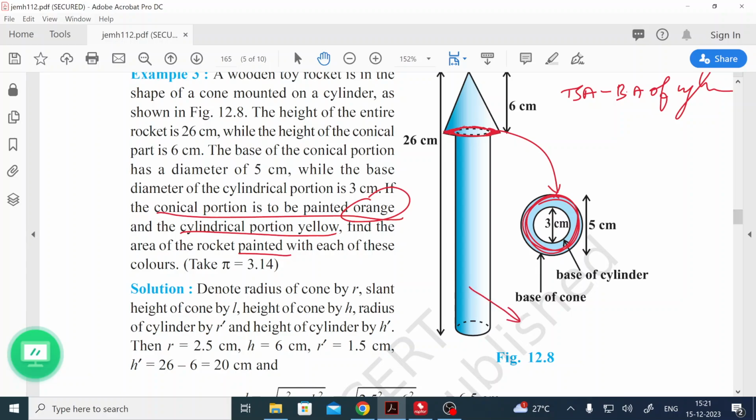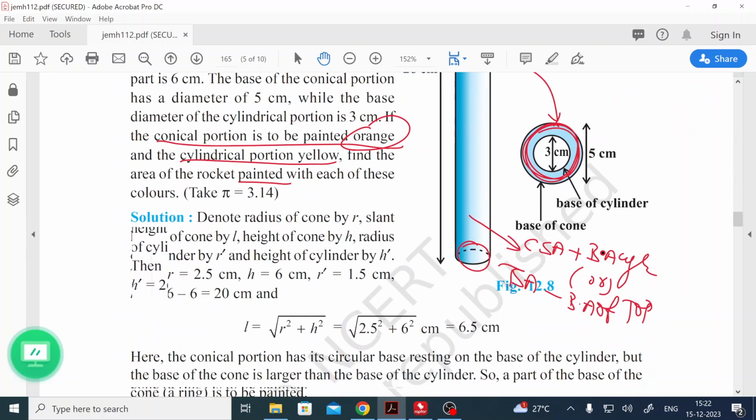So here, CSA plus base area of a cylinder we have to go, or total surface area minus base area of the top. Both are the same. First one, CSA plus the bottom we are adding. Second one, total surface area minus the top we are removing. Both are the same. After that you can add this answer.